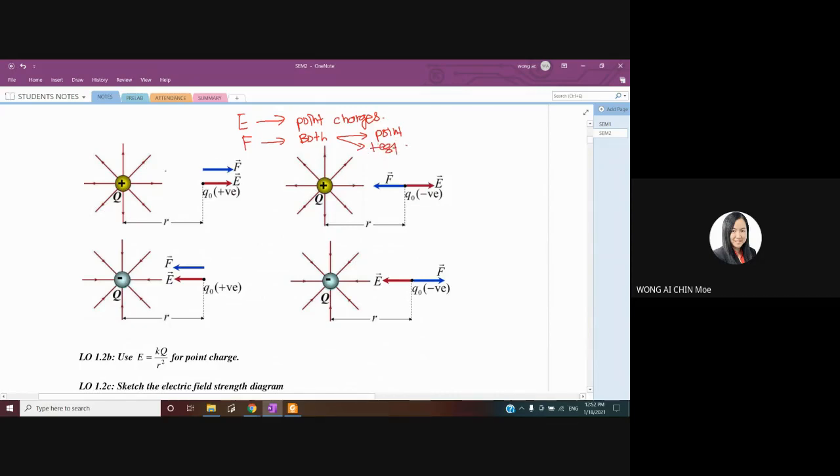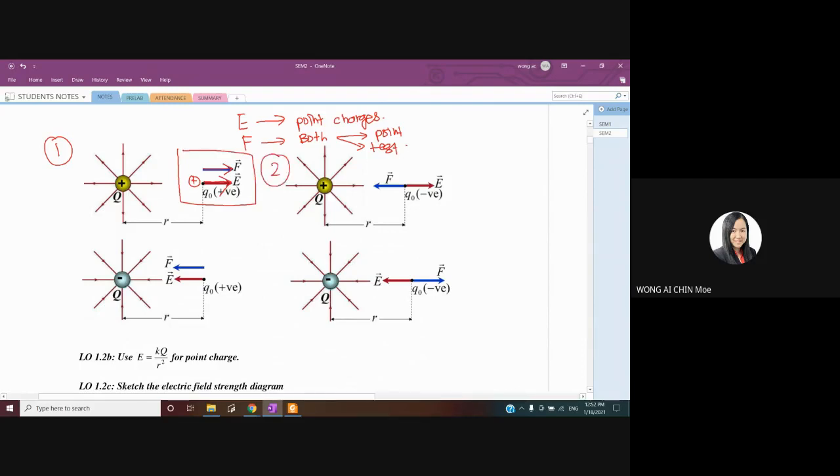So you refer to the first diagram. This is a positive point charge, meaning that your electric field will go outward. But if you refer to the force, the point charge is positive and your test charge is also positive. So positive, positive, your force will push outward, a repulsive force. So this is the first diagram.